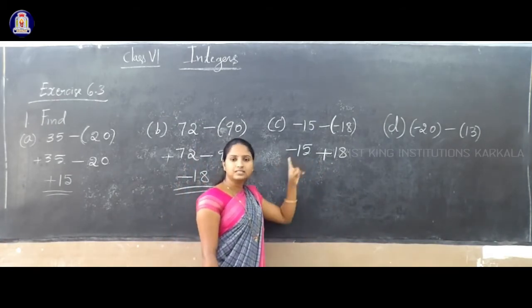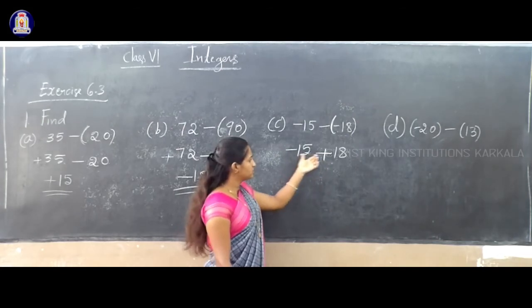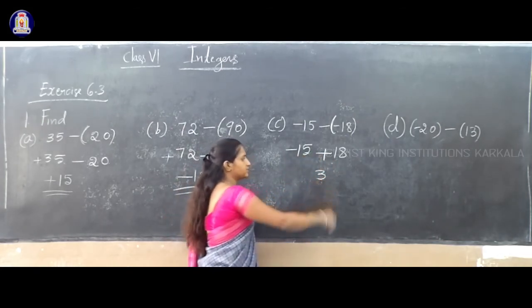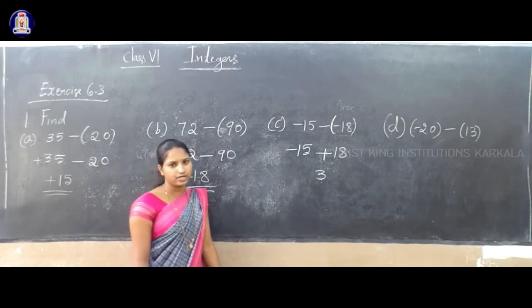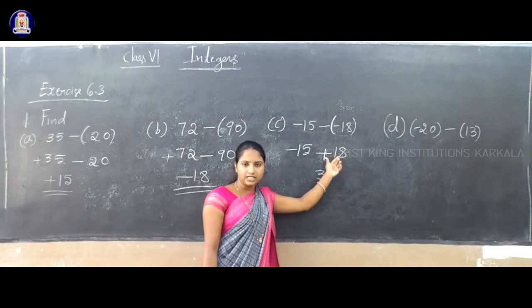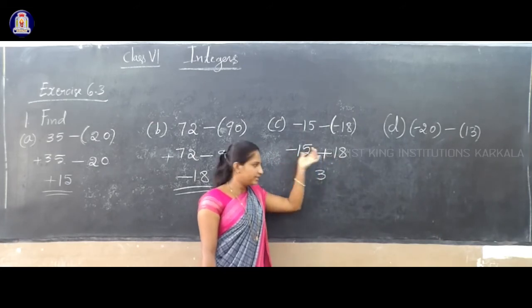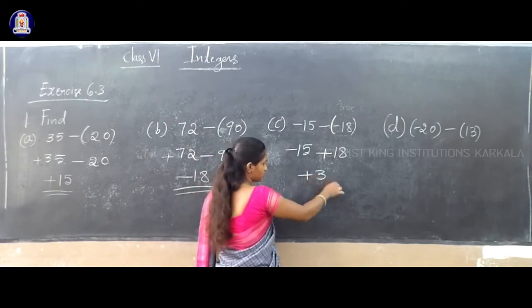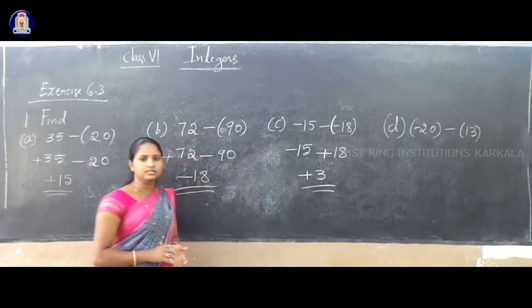Different signs, subtraction. So 18 minus 15. What is 18 minus 15? That is 3. 18 minus 15 is 3. And which is a greater number? 18 is greater than 15. That sign is a plus. The greater number's sign is plus. So the answer is plus 3.